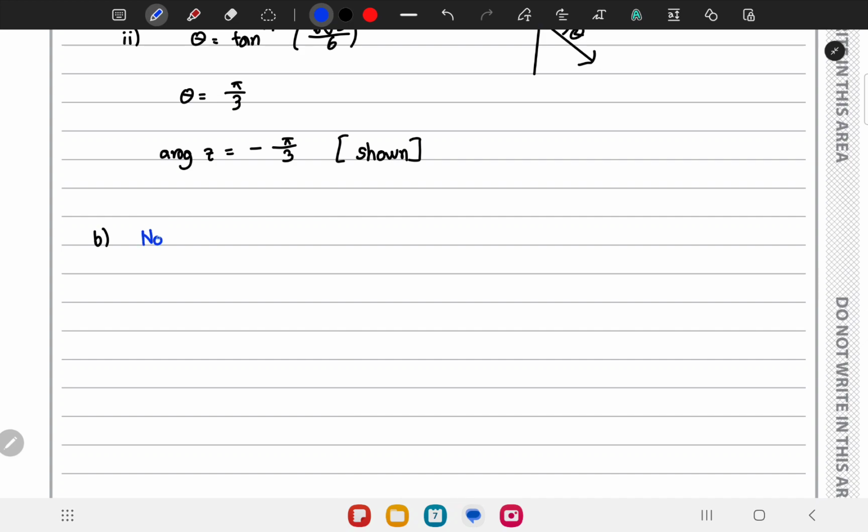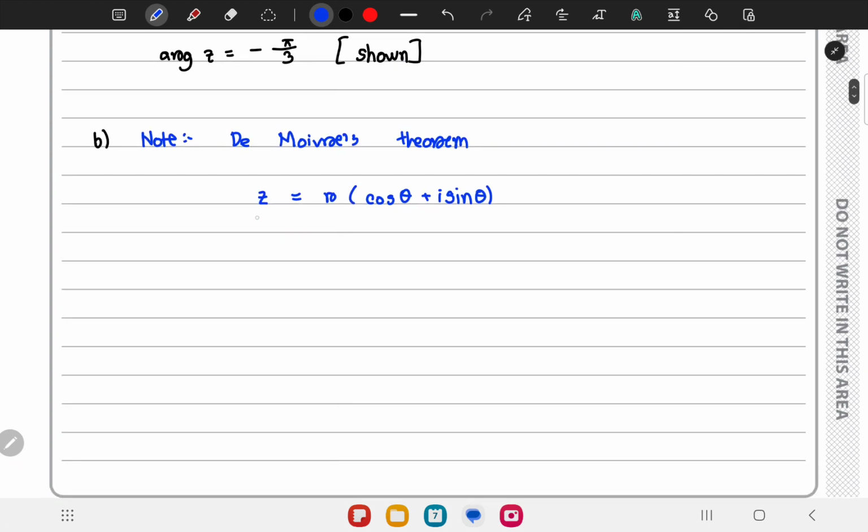Now De Moivre's theorem states that if z is in the form of r cos theta plus I sin theta, z to the power n will be r to the power n times cos n theta plus I sin n theta. Here theta is the argument and r is the modulus of z.